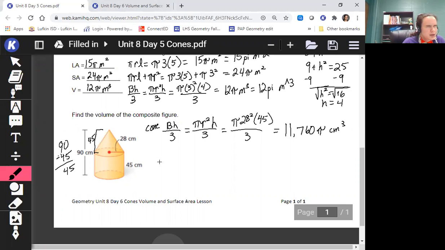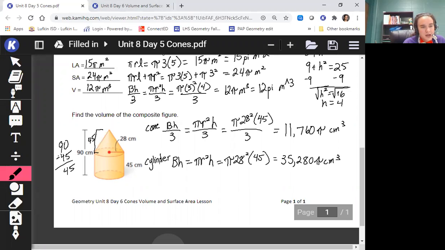Then we need our volume for a cylinder. And our volume formula for a cylinder is area of your base times your height. And our base is still a circle. So we've got pi r squared times our height. So pi 28 squared times 45, which is 35,280 pi centimeters cubed. Now, these were stacked on top of each other, so we're going to add these together.